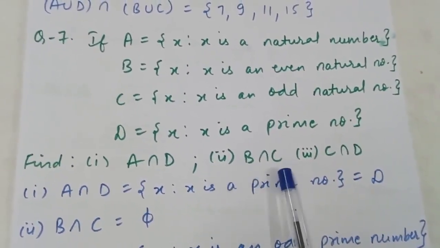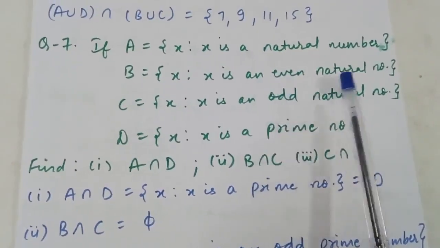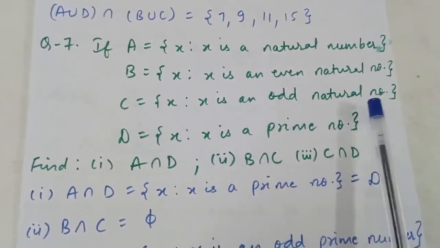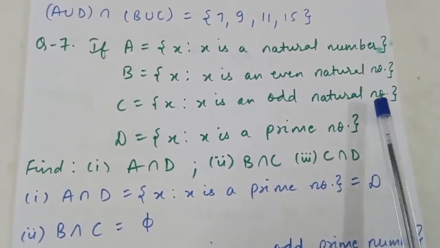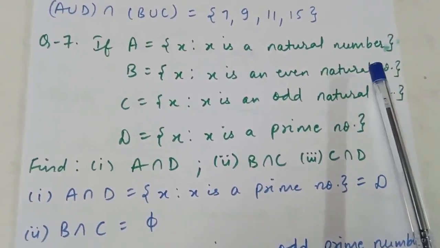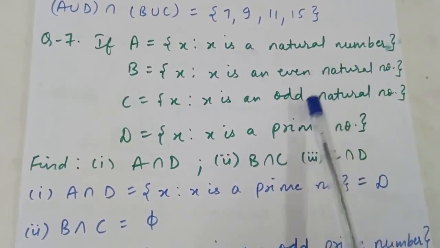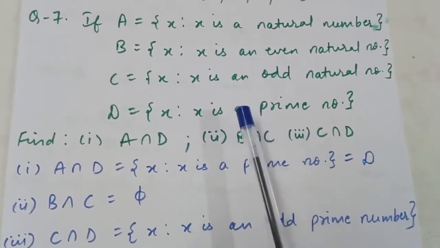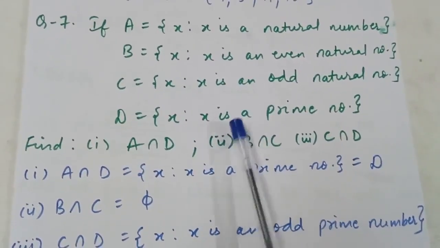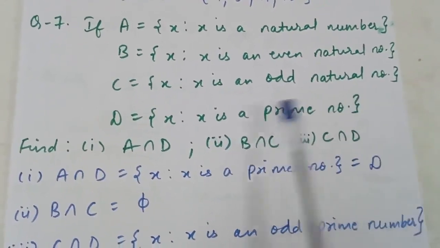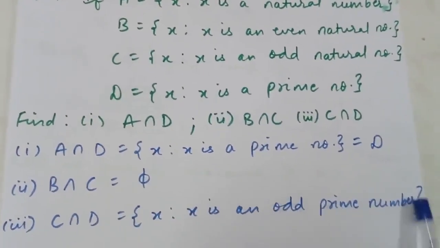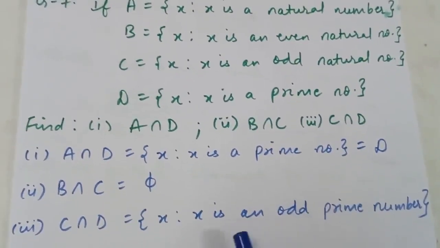Next is intersection of set B and C. B is an even natural number set and C is an odd natural number set. As we know that a natural number can't be both even and odd, so intersection of B and C is empty. Now next is intersection of C and D. C is an odd natural number. D is a prime number. So their intersection will be all those prime numbers which are odd, right?